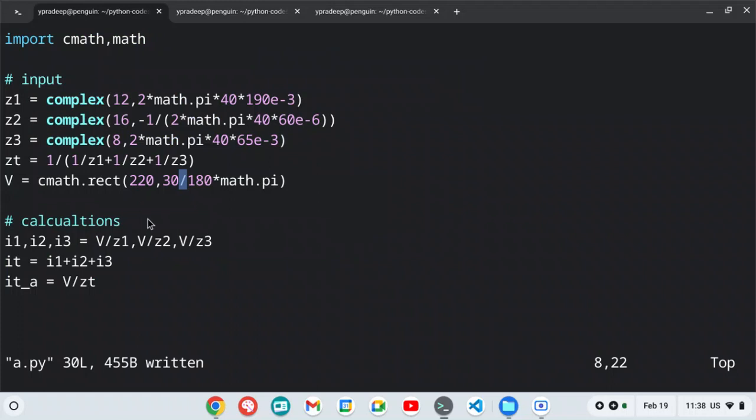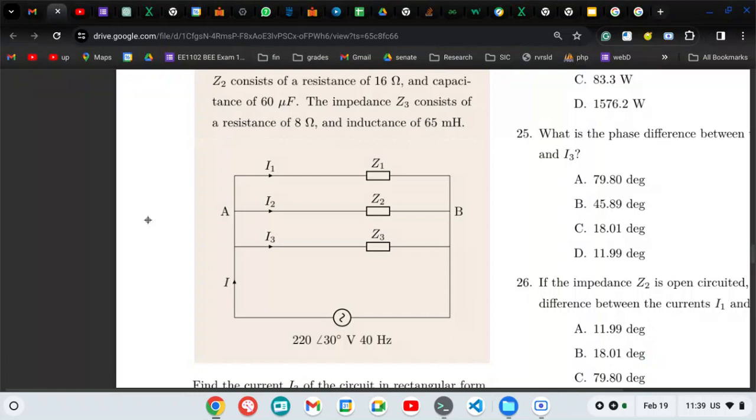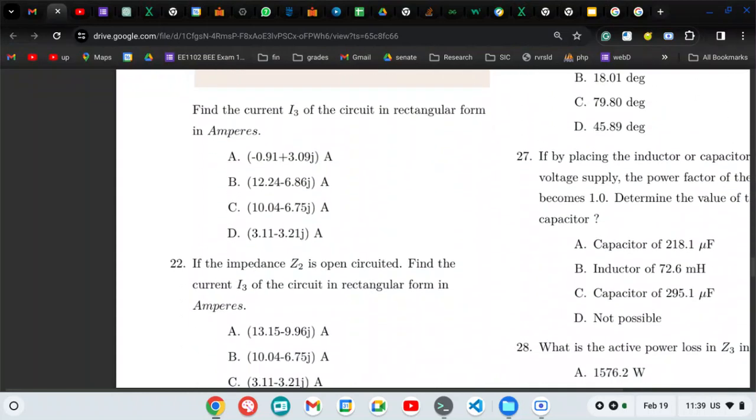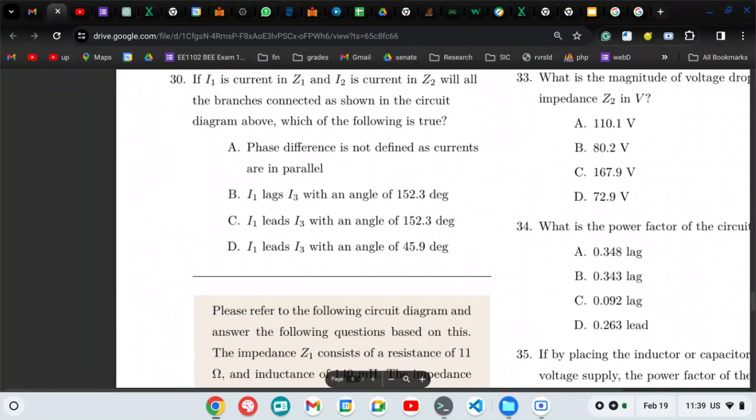Sir, for Z3, the I3 current, it does not matter if Z2 or Z1 are disconnected or connected, sir? Okay, so each one is independent, right? Because the same voltage is applied to all three, it is independent. So nothing will happen. If I change the value of Z2, I1 and I3 will not change. Since you have the program, you can change the values and check.